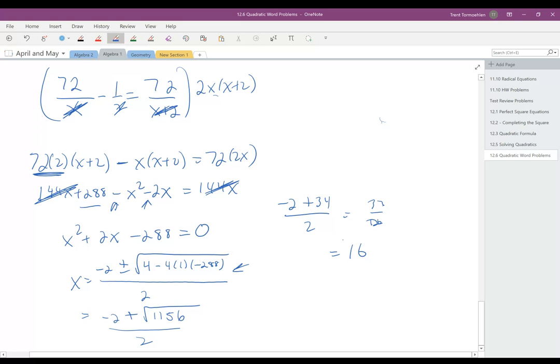And so there are 16 people in the math club because 72 divided by 16 does turn out to be $4.50. And then 72 divided by 18, because if you added 2 more students, you'd have 18 students, that equals $4. And so that's 50 cents less per student.